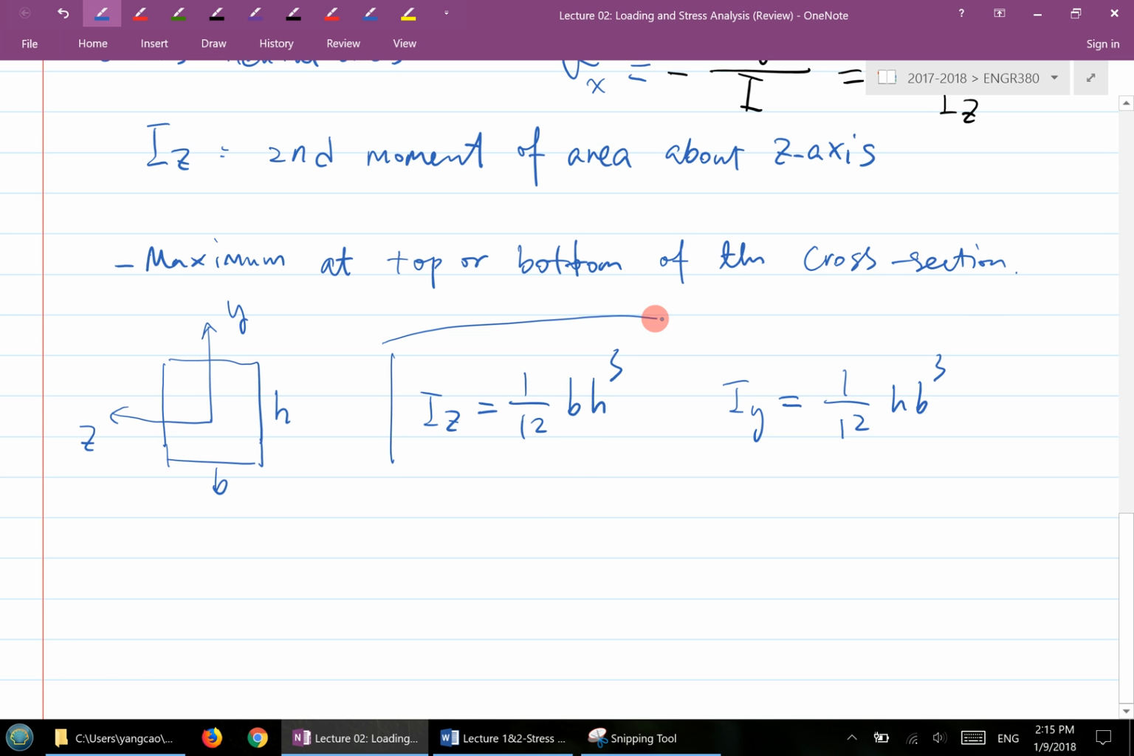But of course, in most of our cases, this is our convention here. This is your z, and your moment is applied about the z-axis. So that's your formula for this.